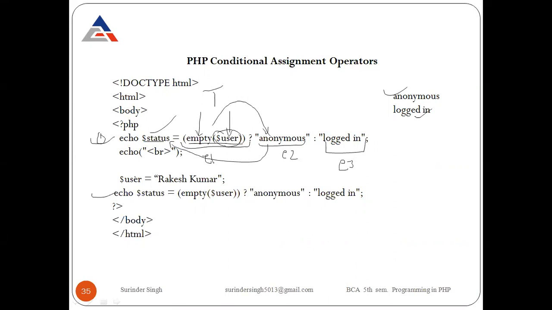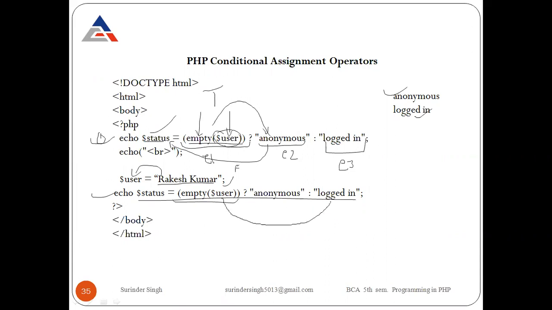And in the second case, we are assigning a value named Rakesh Kumar to the user variable, and here we are checking empty user. This is expression 1, and here it returns false because the user variable has a value. It is not empty now. Clear? And if expression 1 is false, then what happens?